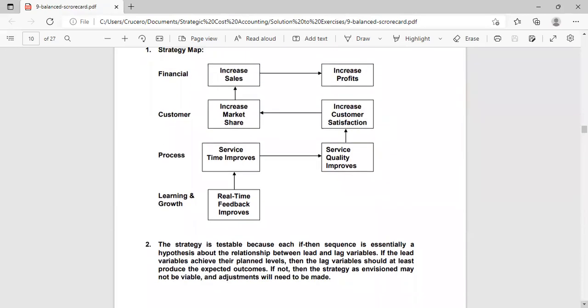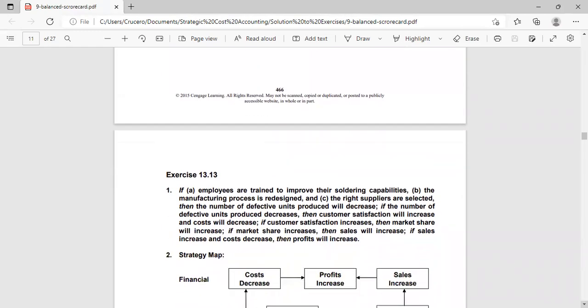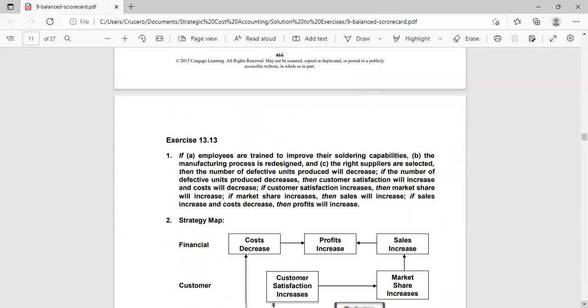So for problem number 13, if employees are trained to improve their soldering capabilities, the manufacturing process is redesigned and the right suppliers are selected, then the number of defective units produced will decrease. If the number of defective units produced decreases, then customer satisfaction will increase and cost will decrease.